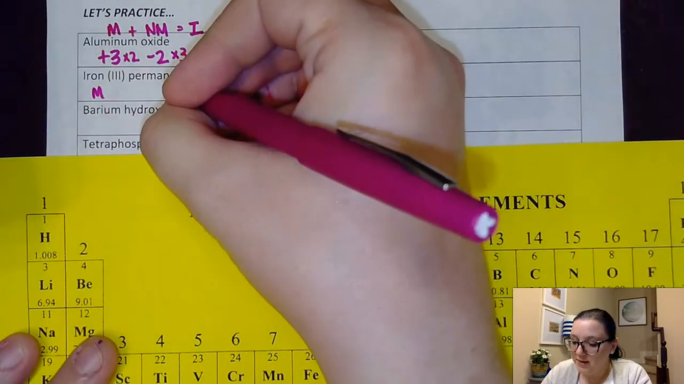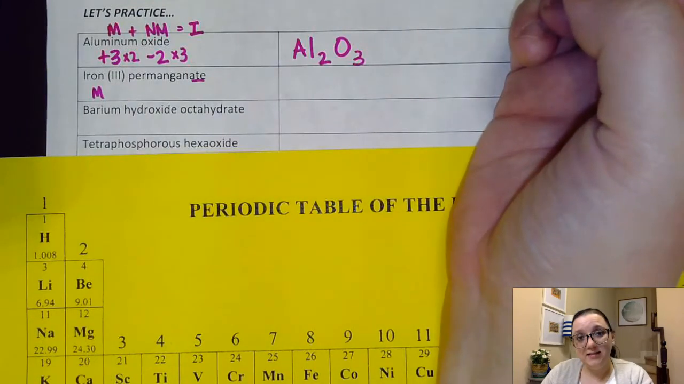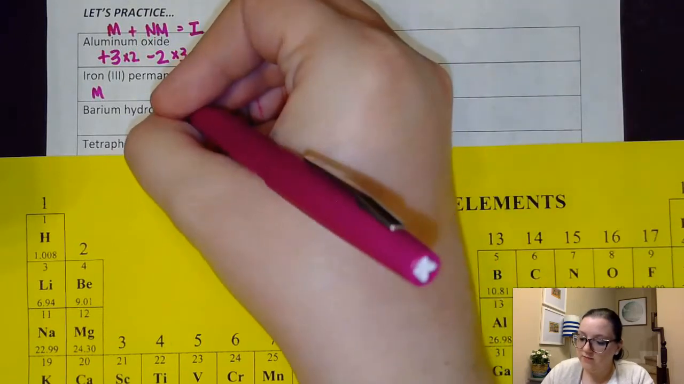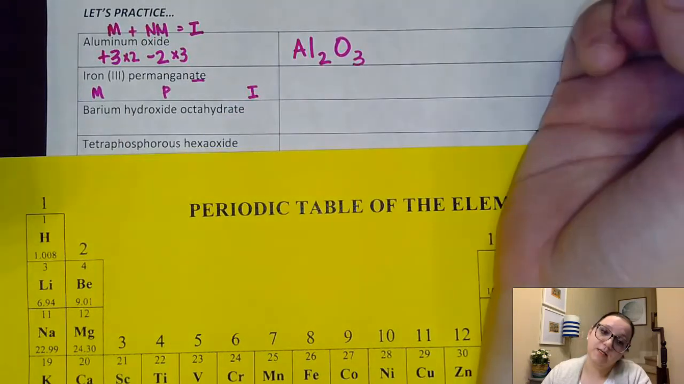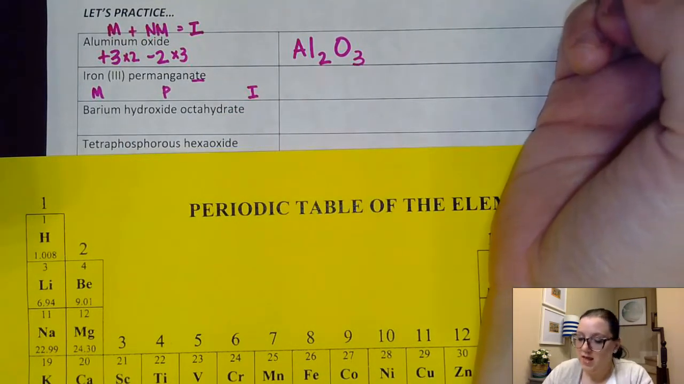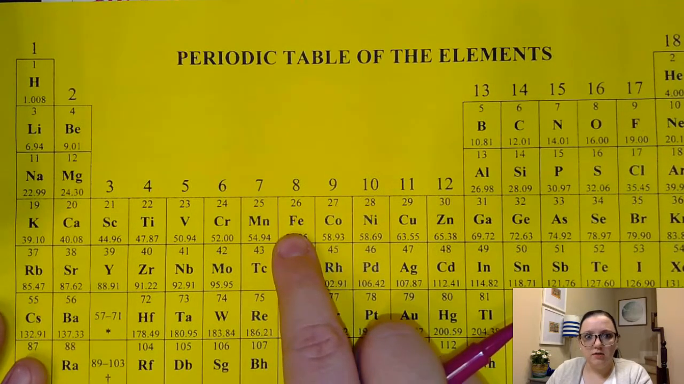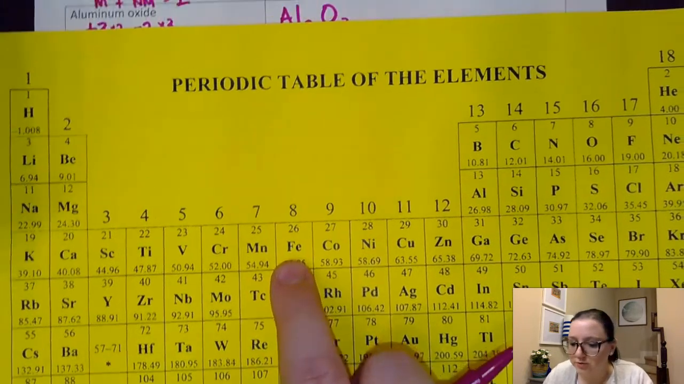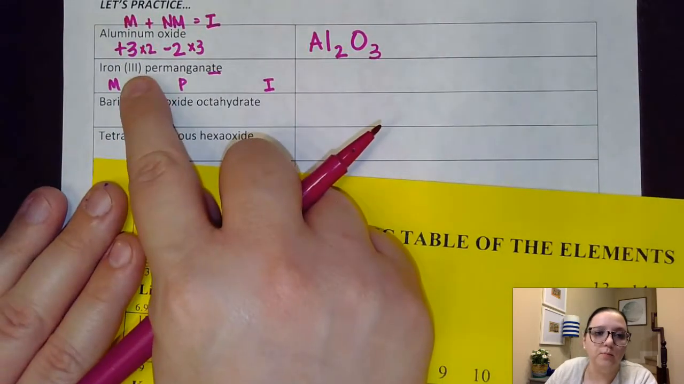Okay, permanganate, I see that has an "ate" ending to it. "Ate" endings indicate polyions, as well as "ite" endings. So if I have a metal and a polyion, I know that this is also ionic, which means I need to be worried about charges. Now, iron is in that transition metal section, and you're like, well, how do I know what charge to use? Well, that's why they gave us this lovely Roman numeral here.